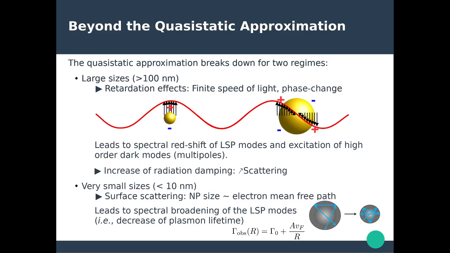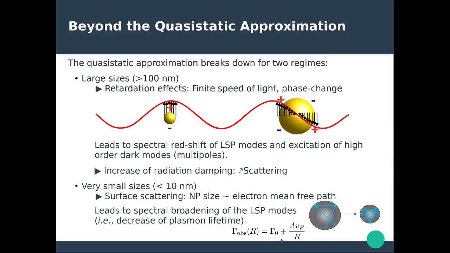So this is happening when the nanoparticle size is roughly of the order of the electron mean free path in the metal. So you're decreasing the plasmon lifetime, or you're increasing the spectral broadening, so you have broader resonances. And you can account for that basically by adding these additional damping terms. So the total broadening or damping that you observe for a given plasmon resonance is going to be a function of the size.